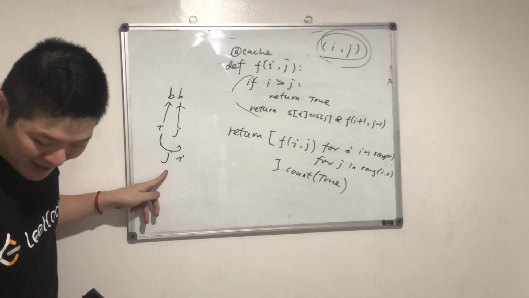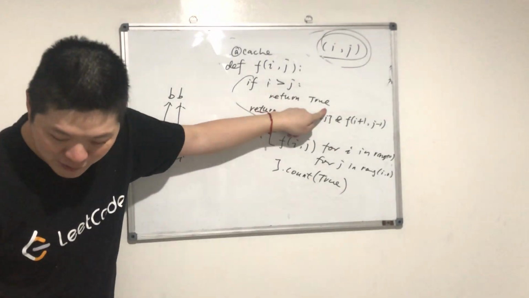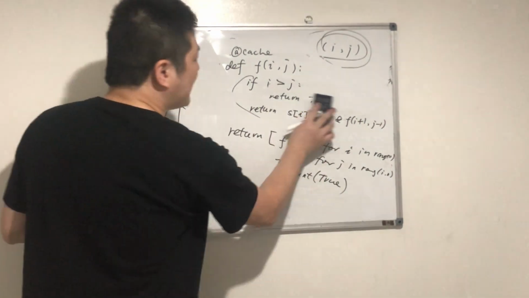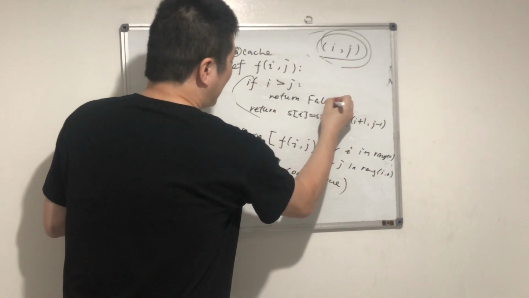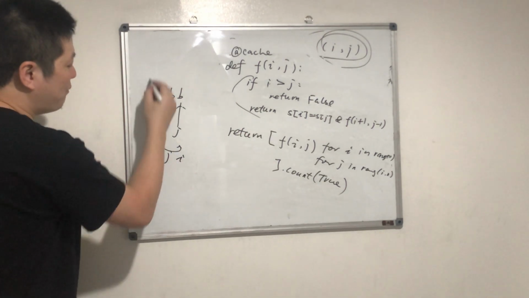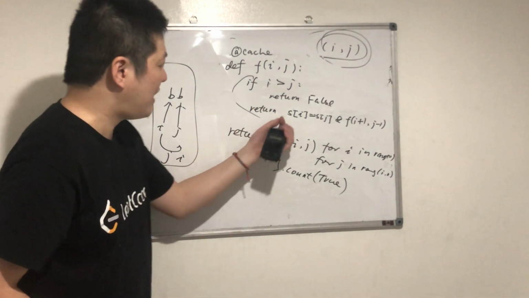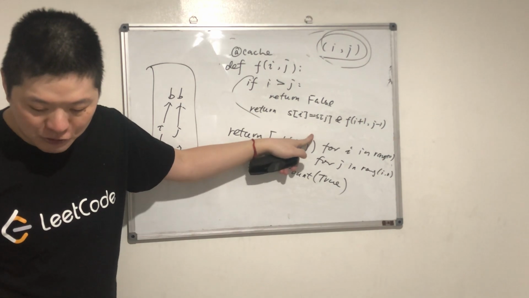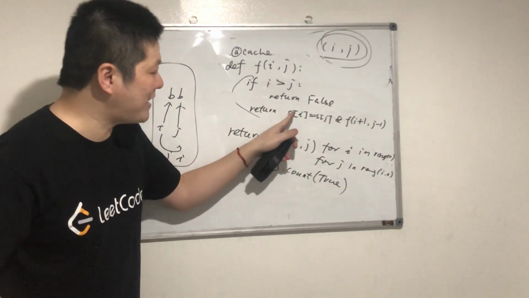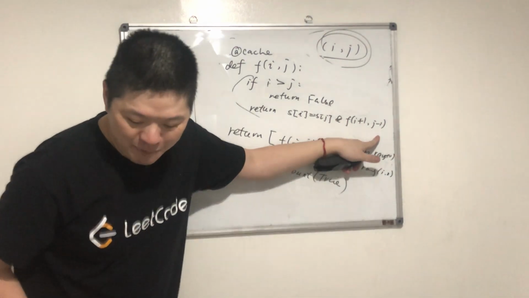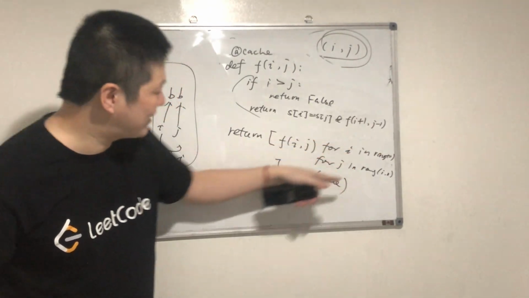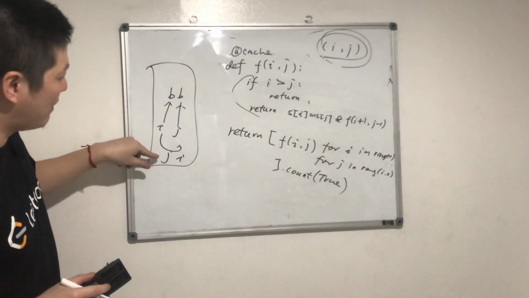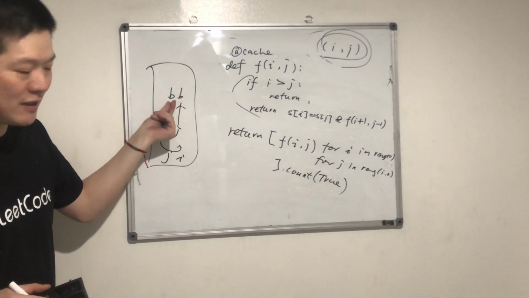So if i is bigger than j, we return true. This will simplify the implementation. If you say return false, that's fine, but you have to make a special case: if i plus 1 equals j and s[i] equals s[j], then return true. Otherwise, return s[i] equals s[j] and f(i plus 1, j minus 1). So if I return true, I don't need that separate check, because I can still handle this BB.